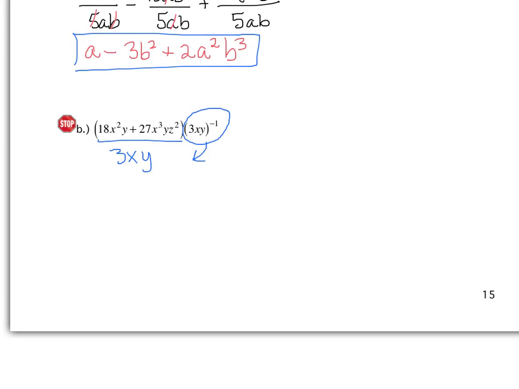So go ahead, pause the video, and check your answer. Okay, so you should have gotten 6x plus 9x squared z squared. If you didn't, please make sure to ask in class tomorrow.